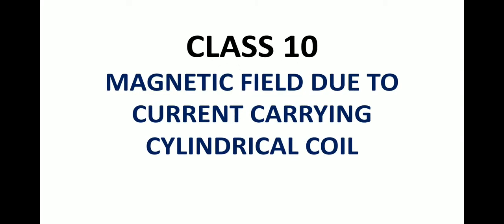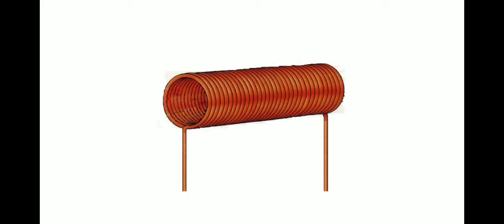Welcome class 10. Today we will learn about the magnetic field due to a current carrying cylindrical coil. Let's say that there is a cylindrical coil of a conductor, and this kind of cylindrical coil is also called a solenoid. So here you can see that this conductor is made of a number of turns and it goes through to the other end and it comes out here.